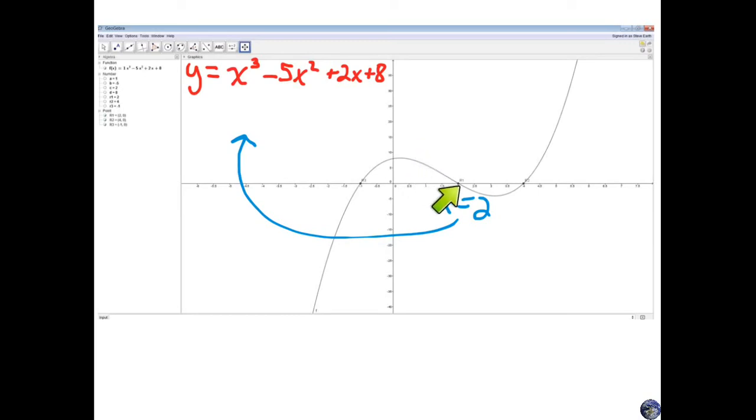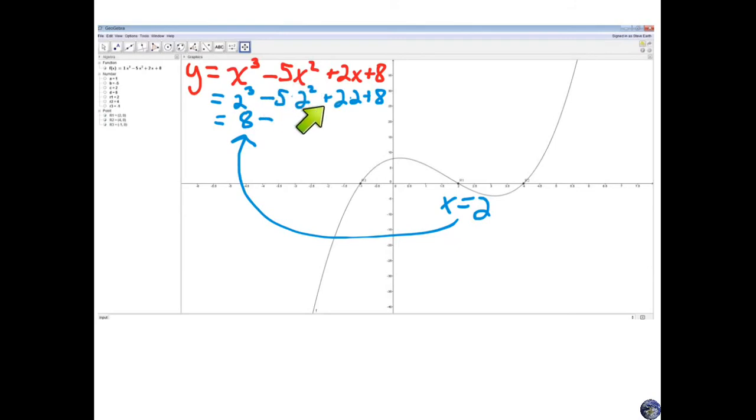Because if it is a root, that means when we plug in x equal 2, the answer should come out to be 0. We should get y equals 0 if this really does cross at 2. So let's see what we get. We plug in x equal 2, so we just start substituting. Instead of x cubed, we say 2 cubed minus 5 times 2 squared plus 2 times 2 plus 8. Well, 2 cubed is 8.